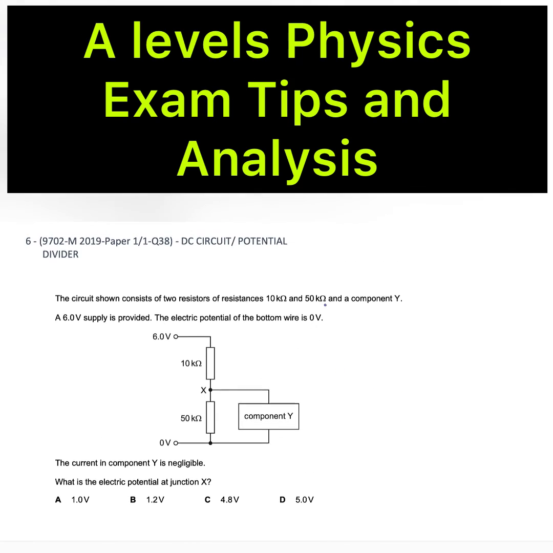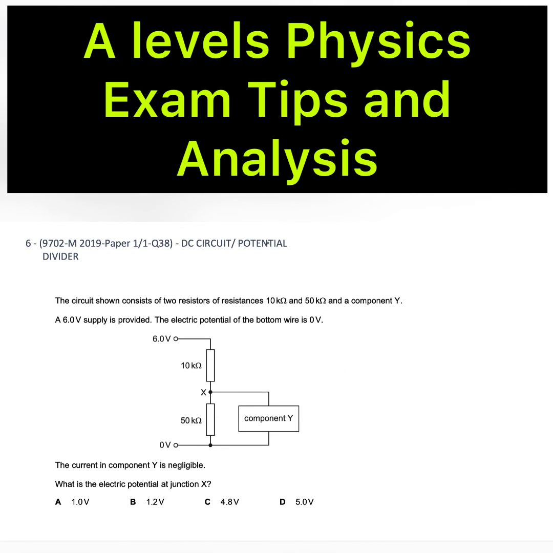Okay, the last question that I need to show you is about this DC circuit related to the potential divider. The circuit shown consists of two resistors, with resistances 10 and 50, and a component Y. When 6 volt is applied, the potential at the bottom is 0, so this point is 0. Current into the component Y is negligible. So we know that when there's no current flowing to this one, it will very likely be the voltmeter.